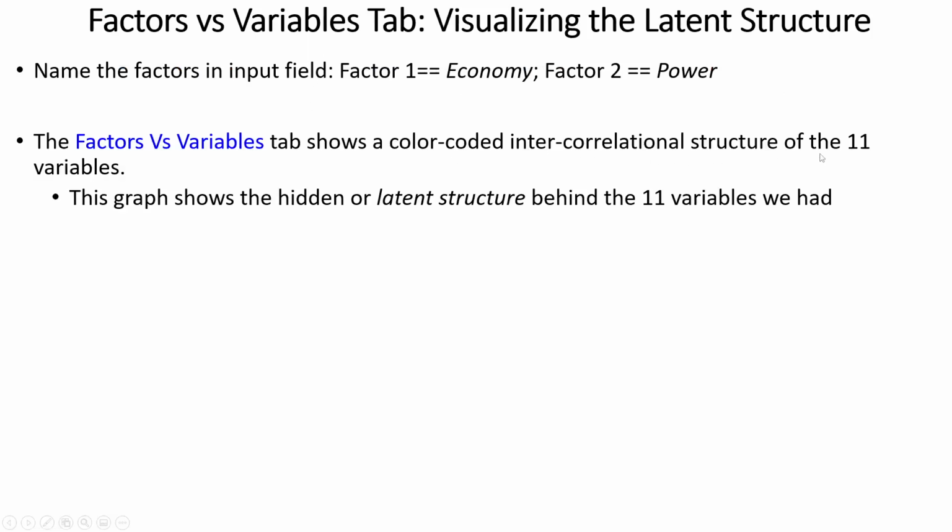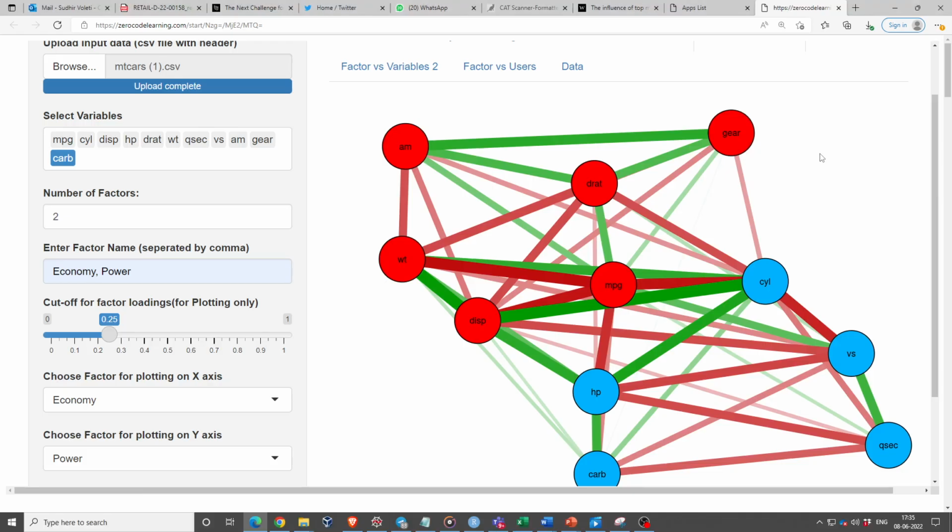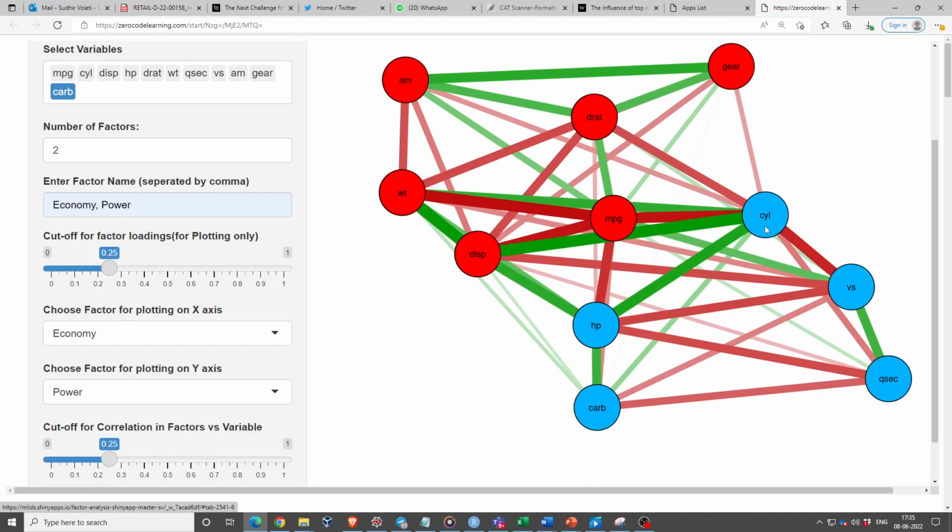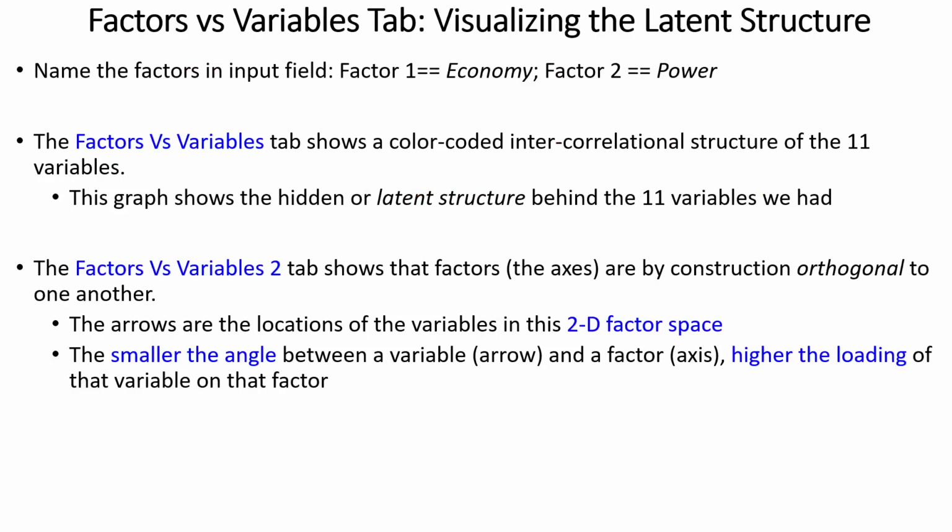Color-coded intercorrelational structure of the 11 variables. If the link between two variables is green, it means those two variables are positively correlated. If the link between them is red, they are negatively correlated. The darker the color, the higher the correlation, and the wider, thicker the link, the higher the correlation. All right, let's go to another graph.